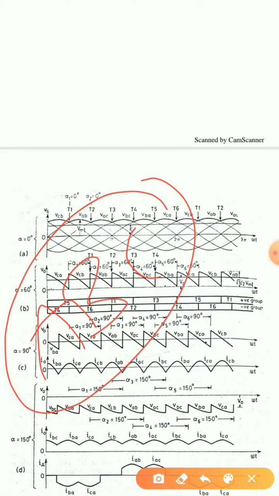After T2 is turned on, T3 will turn on. In this manner, I have to follow a sequence. So when I'm following this sequence, I get an ABC phase sequence in the output load.